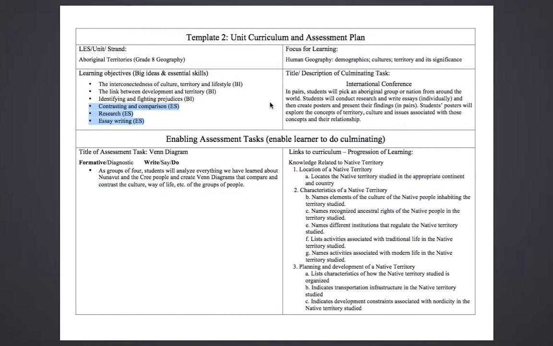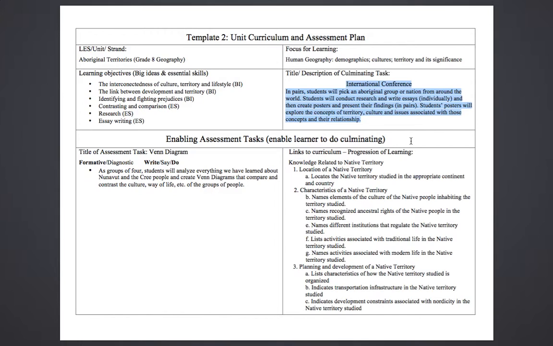So this is a quick overview of the culminating right here. I'll describe to you the culminating task very briefly, and then I'll talk about how I'm going to equip students with the skills and knowledge they need for the culminating task, and then I'll go more into depth about the culminating task.